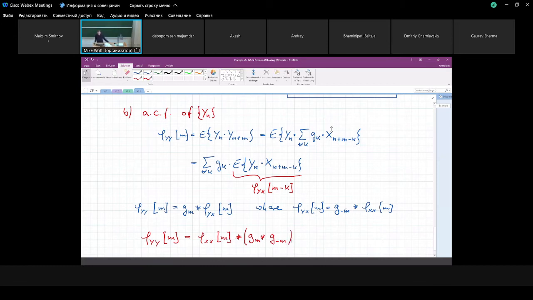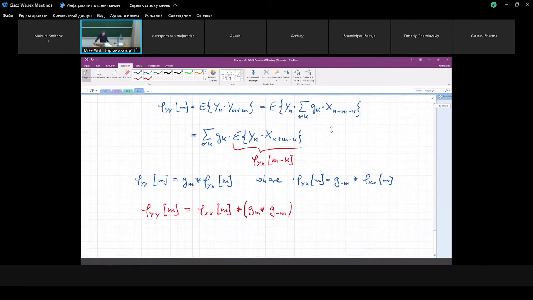Because here we have g minus m. You can change the orders in it. So g of m is involved in convolution with g of minus m. So this is the autocorrelation function at the end. And this term here is denoted as the pulse autocorrelation function.